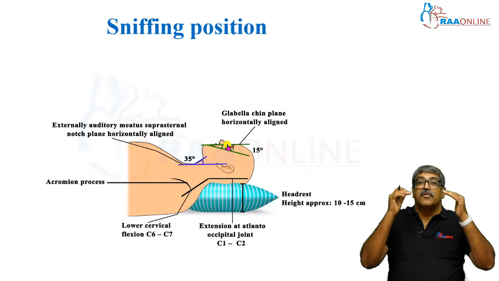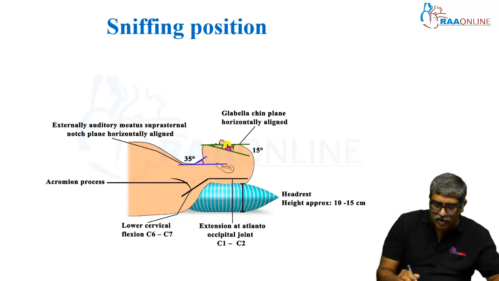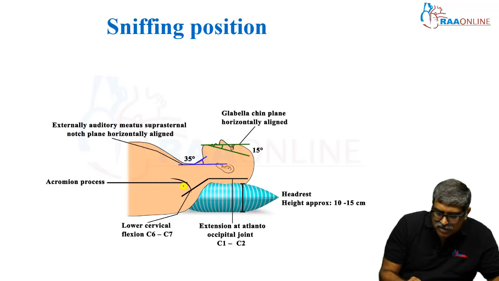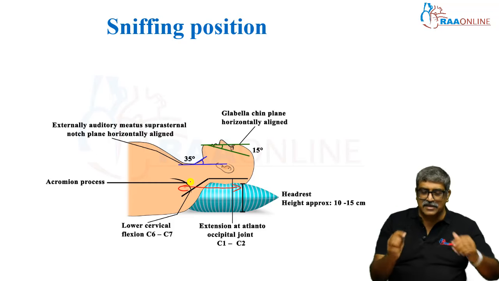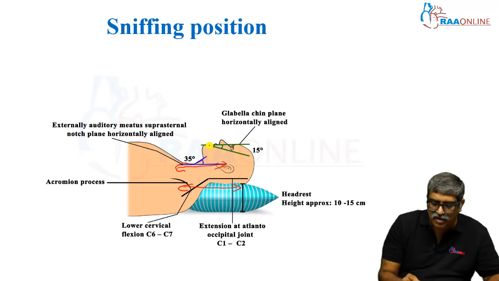So here when you place a headrest, 3 things fall in place. One is the acromion process and your headrest, your external auditory meatus and the suprasternal notch, and your chin and the glabella.